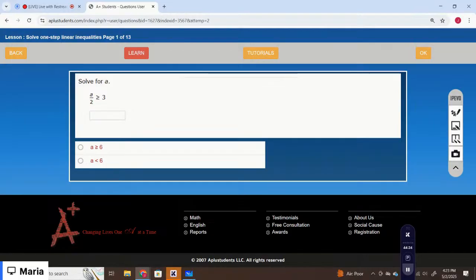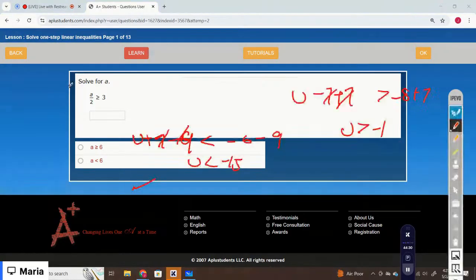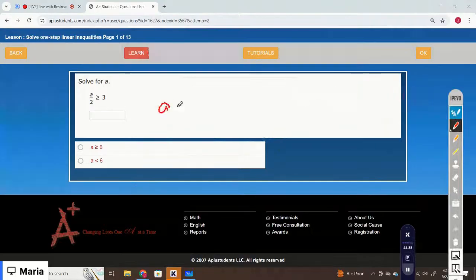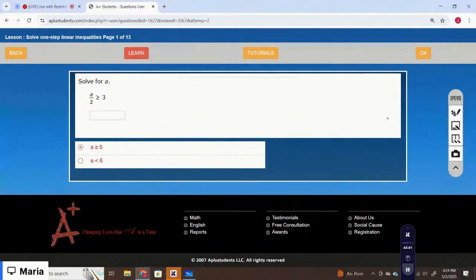A divided by 2 is greater than or equal to 3. So let's just multiply both sides by 2. So then A is greater than or equal to 6. Option number 1 is the correct option. That is A is greater than or equal to 6.